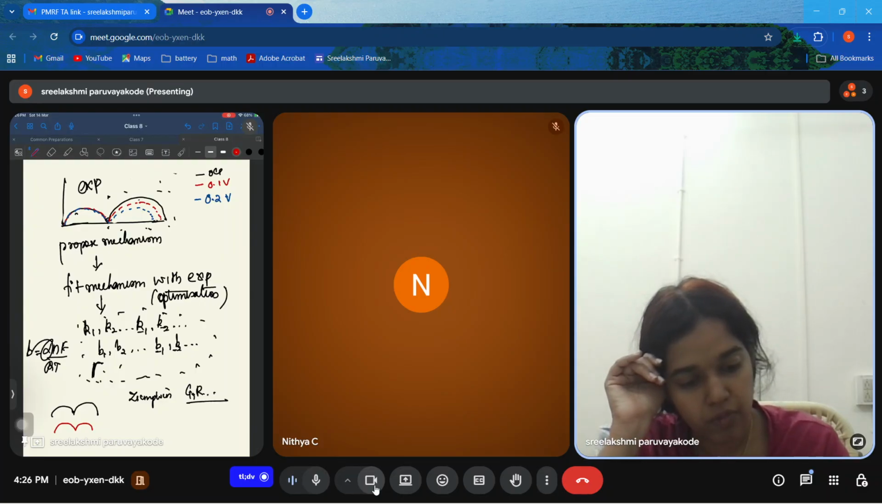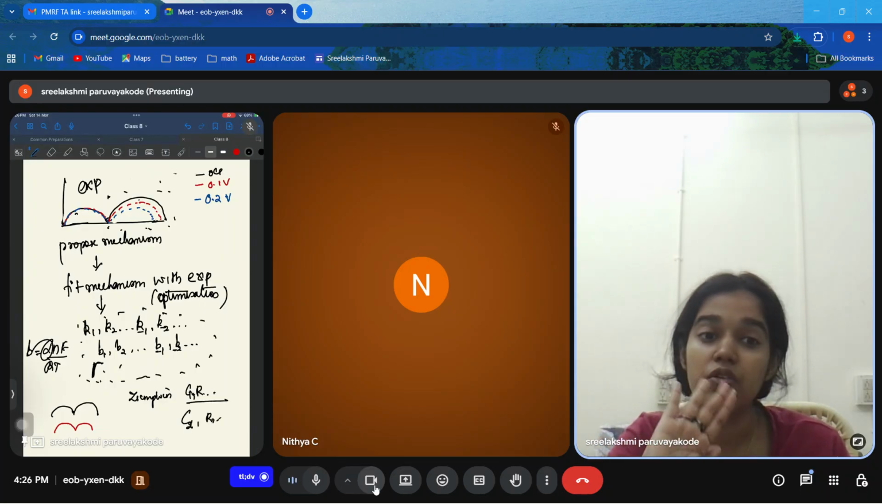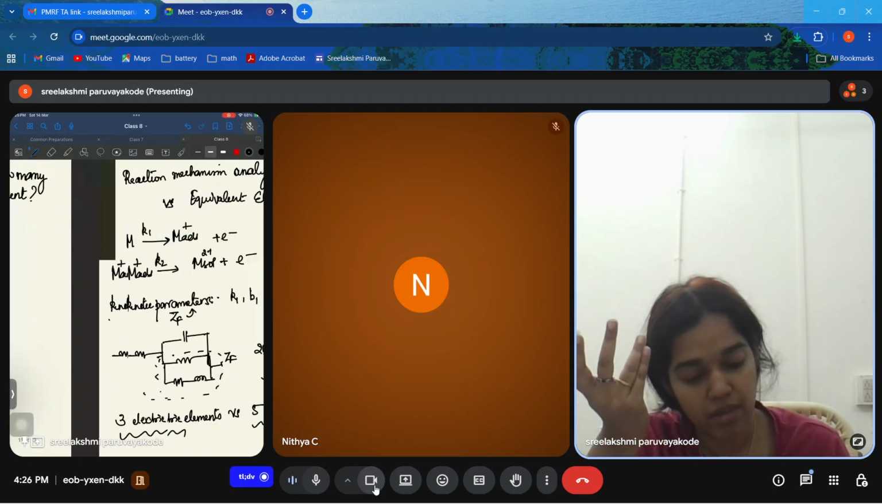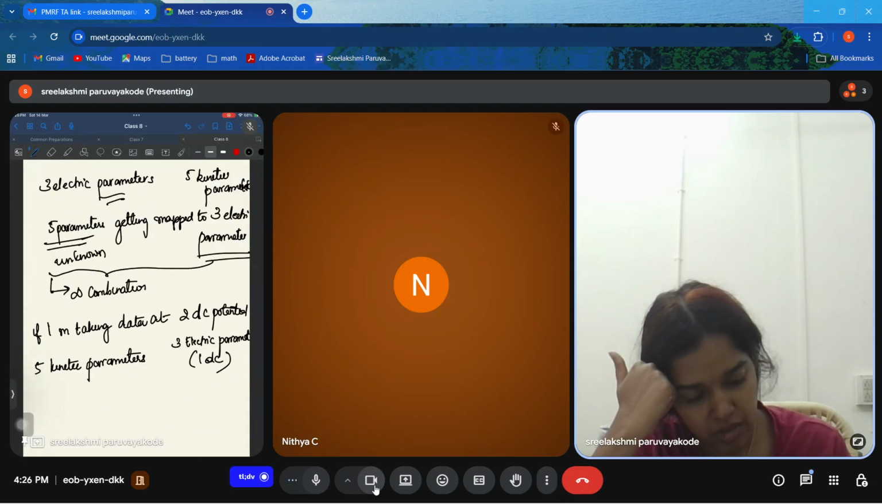Now the next one, this circuit is the same, this one becomes smaller. So will the ZSimpWin software give me the same values? No, your RP value is changing, your RT value is changing. So this will give me another set of C2, R2, etc. So for each DC potential, you're individually fitting it in ZSimpWin, so you're going to get a different set of parameters. The same thing applies here. Again, 3 electric parameters for the second DC potential. So in total you have 6 electric parameters.